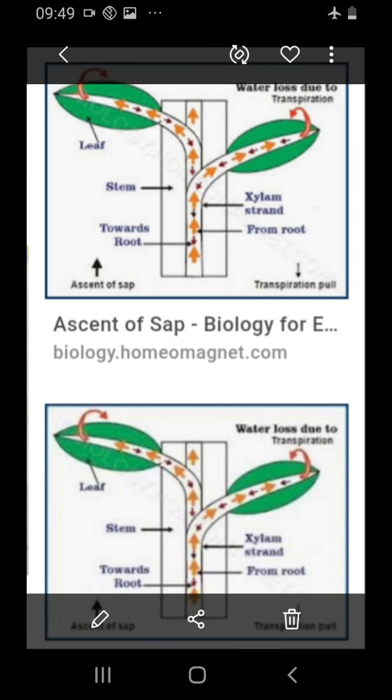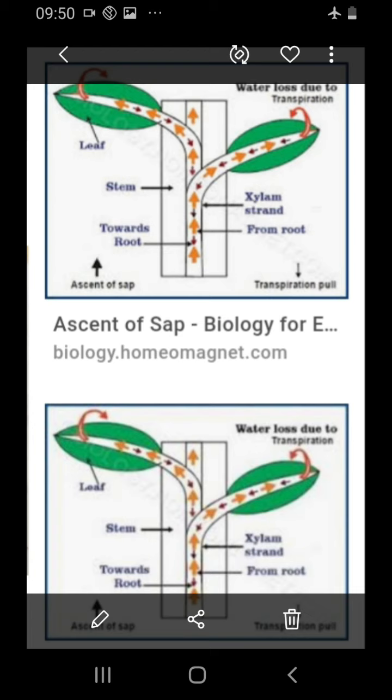Then adhesion and cohesion of water molecules. What is adhesion and what is cohesion? The force of attraction between molecules of different substances is called adhesion. The force of attraction between molecules of water is called cohesion.